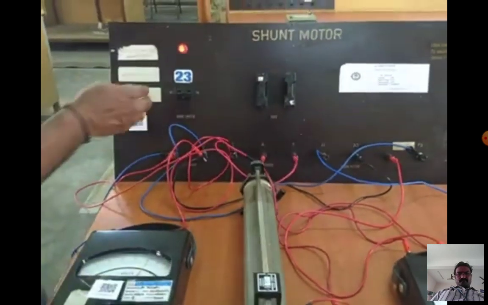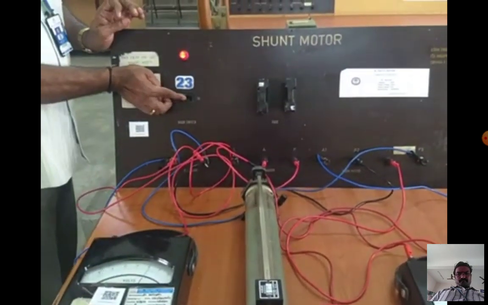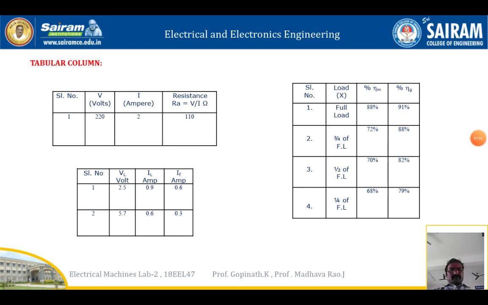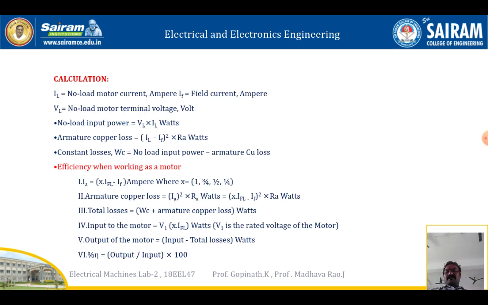Then switch on and note down the values that we got, corresponding to full load, off load, quarter load, and 3/4 load. We get the different efficiencies of the machine as a motor and as a generator, and we should do the calculations for both motor as well as generator.